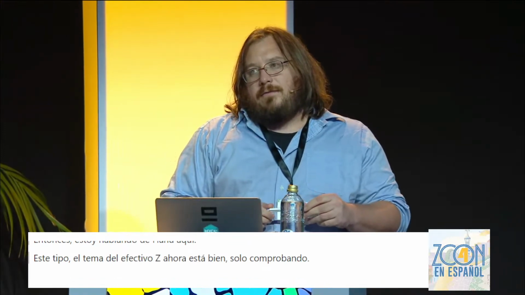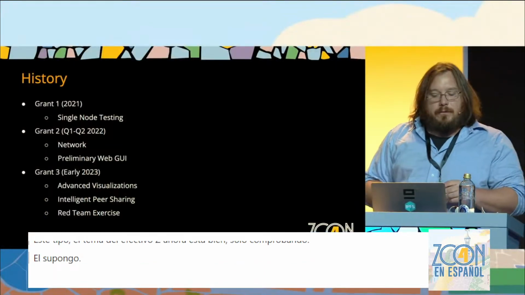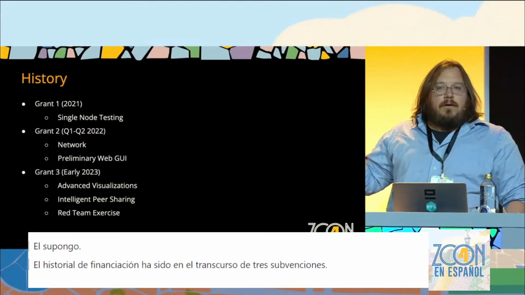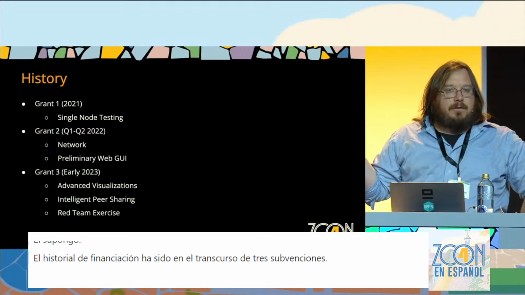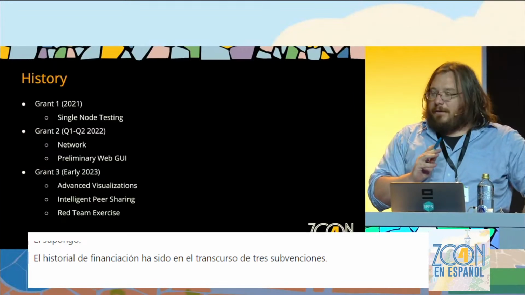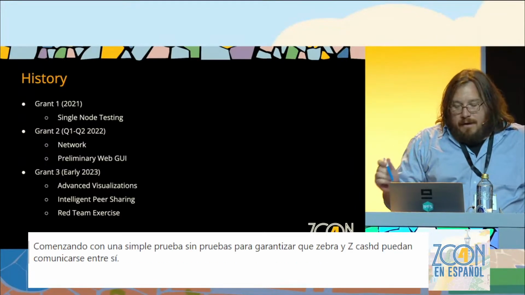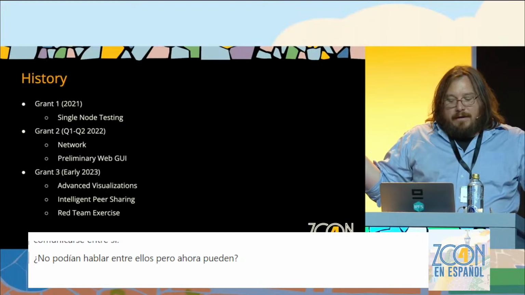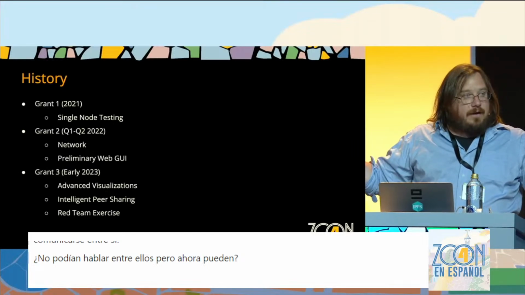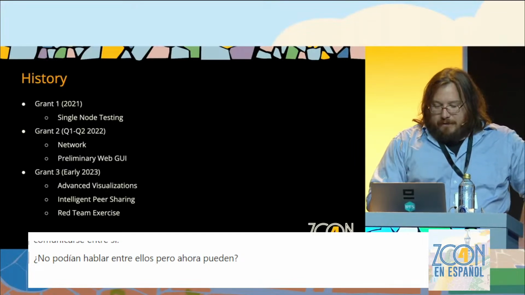The funding history has been over the course of 3 grants, starting with simple single node testing to ensure that Zebra and Zcashd could talk to each other. They couldn't quite talk to each other, but now they can. Then we moved into the full network-wide testing, and then we moved into some really fun advanced stuff that we'll touch upon late in the talk.